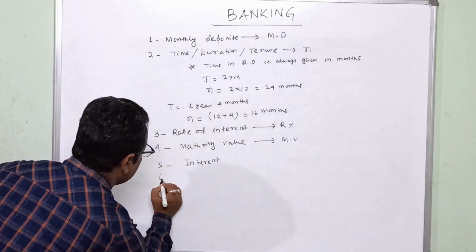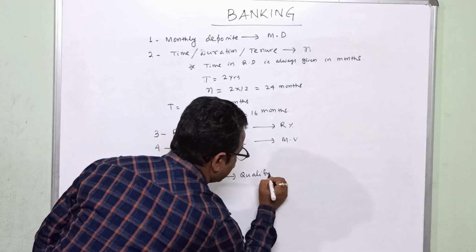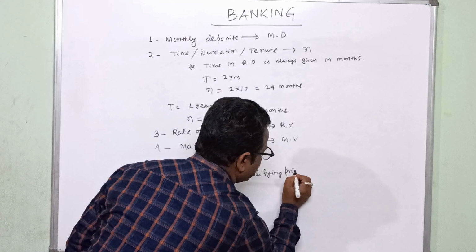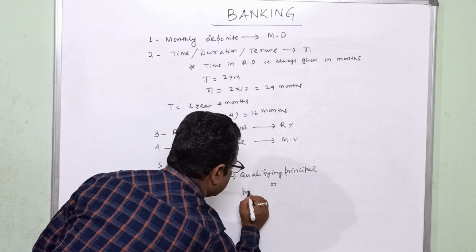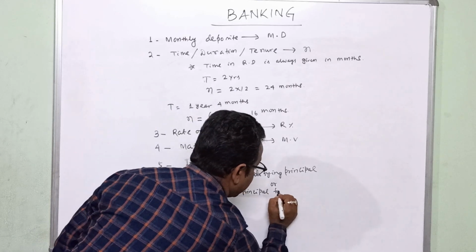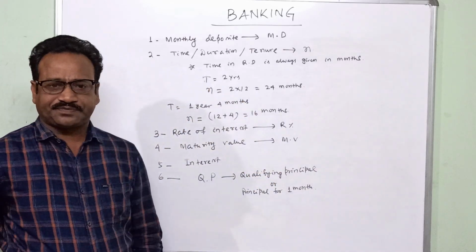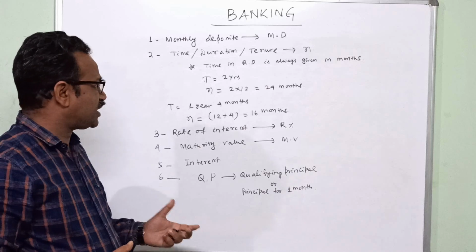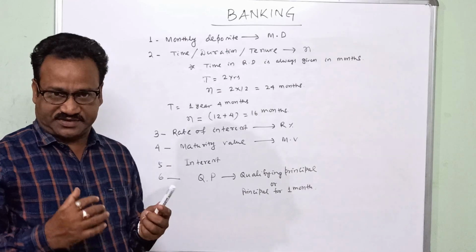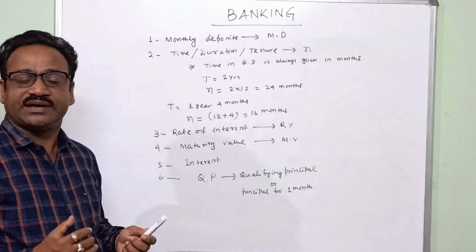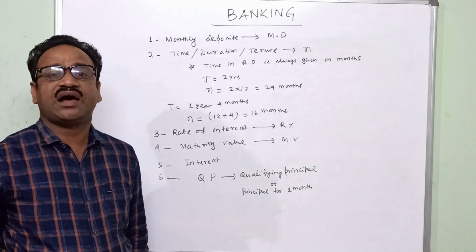Another term we will discuss is QP, qualifying principal, or we can say principal for 1 month. Now, how to find out the principal for 1 month? We will discuss what are the steps to find the qualifying principal, the interest, as well as the maturity value.